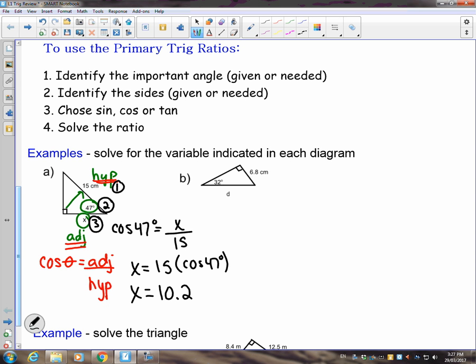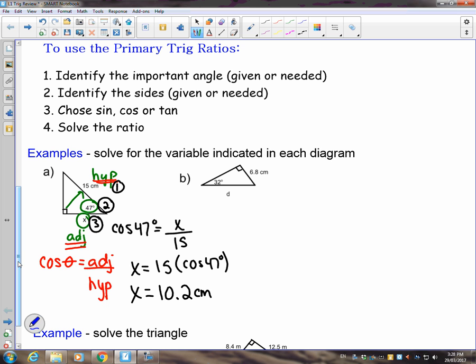That means some calculators you can type it in exactly as it is, 15 times cos 47. Some calculators are reverse entry for trig, so you have to do 47 cos. Make sure that you've got your calculator figured out and get the same answer that I did, 10.2 centimeters.